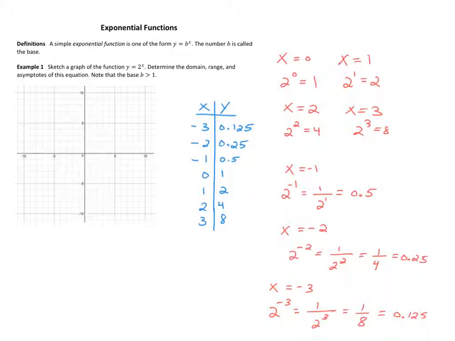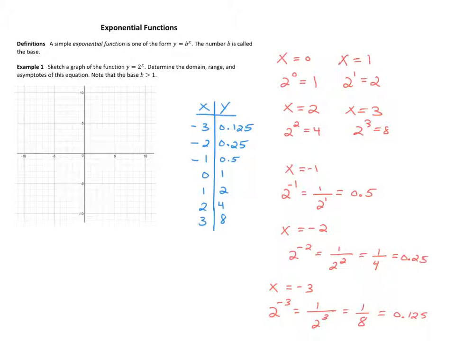Before plotting these points, just some observations. You start at 0, which gives you a y value of 1, and as you move in the positive x direction, the numbers are doubling every single time. So you go to 2, to 4, to 8, they're getting larger. But as you go in the negative x direction, you're dividing by 2. So you go from 1 to a half, to a fourth, to an eighth. The numbers are getting smaller. They're always going to be positive, but they are bigger than 0.